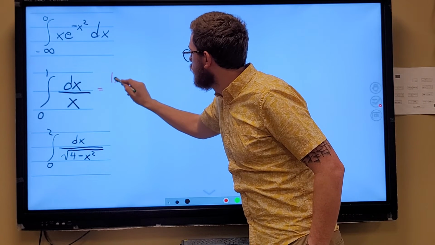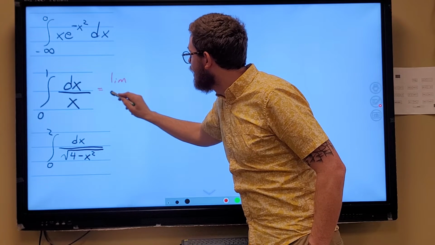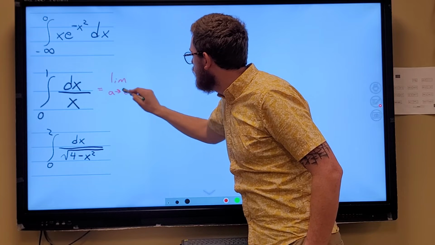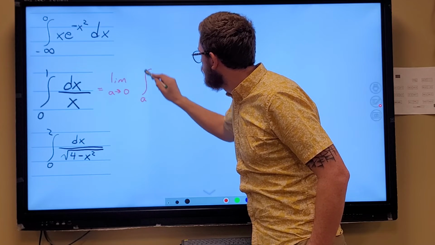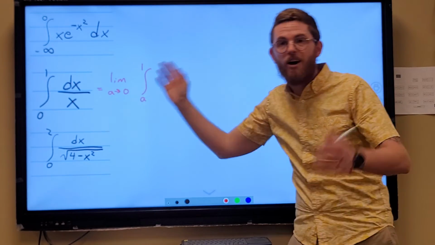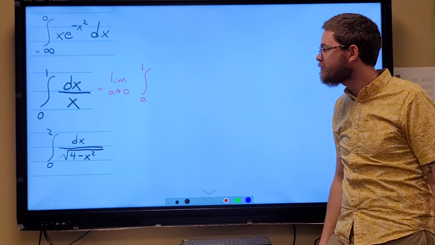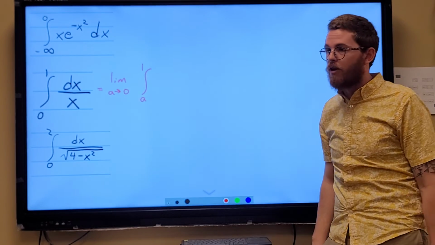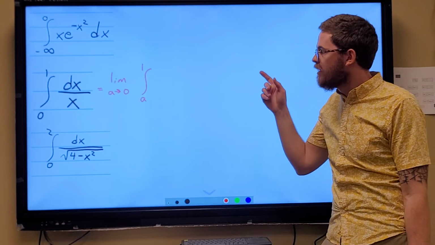So we know our first step, we're going to rewrite the limit, and I'm again going to just call it a, as a approaches 0, from a to 1. Again, it's 0 that's the problem. 1 is fine. There's no problem with putting a 1 down there. There's not a vertical asymptote at 1. There's a problem at 0.